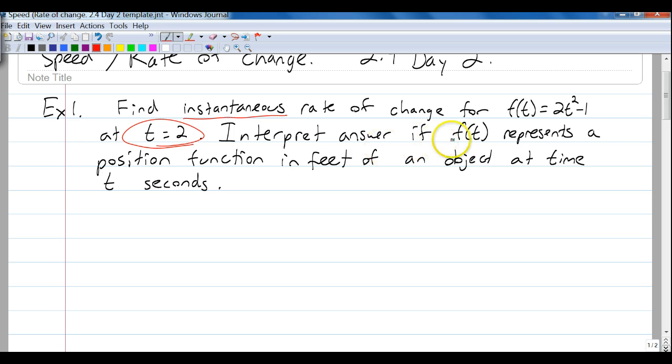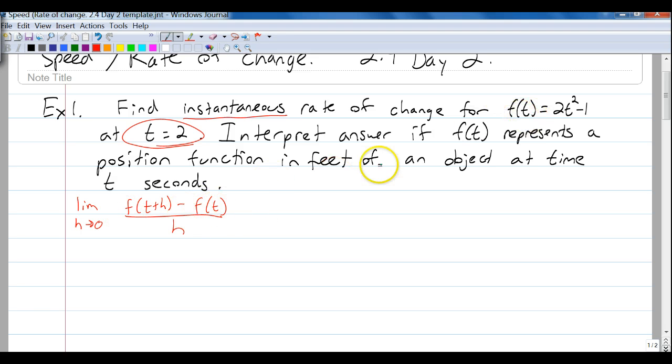Then it says interpret the answer if the value of the function is a position and the object is at time t seconds. So we're doing position over time, or distance over time, which is a velocity or a speed. So anyway, we can find the difference quotient, the limit as h approaches 0 of f of t plus h minus f of t all over h.